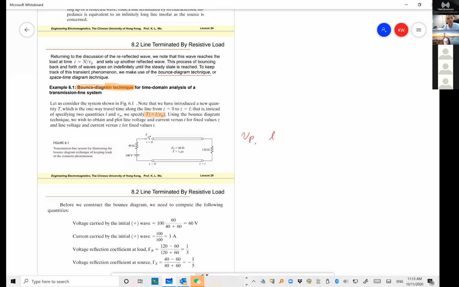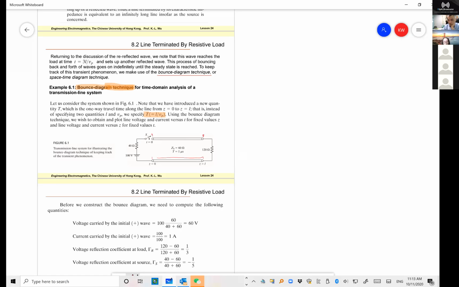This is the time to travel one way, for the wave to travel from here to here along the total length. How long it takes depends on the length divided by the velocity, so we always take these together. We just use one simple duration T, the duration T that it takes to go from one point to another point.